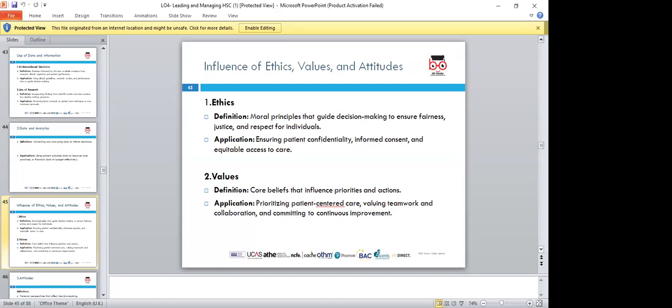Values. Definition: core beliefs that influence priorities and actions. Application: prioritizing patient-centered care, valuing teamwork and collaboration, and committing to continuous improvement.